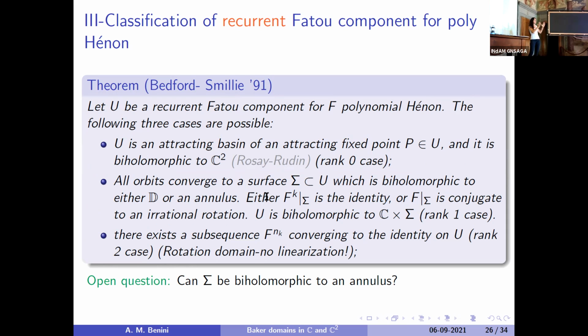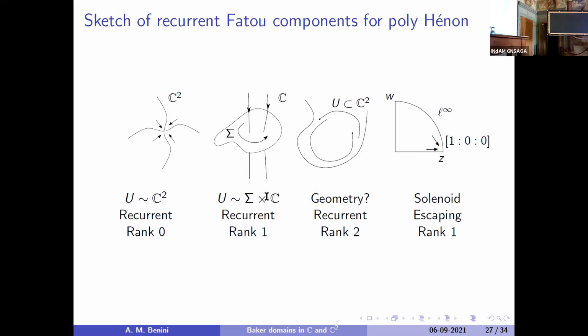And what is the main question? The main question is that you have Fatou components. It's non-recurrent, so everything goes to the boundary. Can you have limit functions of rank 1? So can you have a Fatou component that, instead of being mapped to a single point, really maps to a one-dimensional manifold in the boundary? It's not known. There are no examples known.